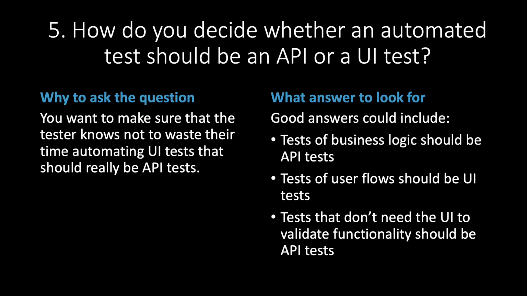Question 5. How do you decide whether an automated test should be an API or a UI test? Why to ask the question? You want to make sure that the tester knows not to waste their time automating UI tests that should really be API tests. Good answers could include, tests of business logic should be API tests, tests of user flows should be UI tests, or tests that don't need the UI to validate functionality should be API tests.